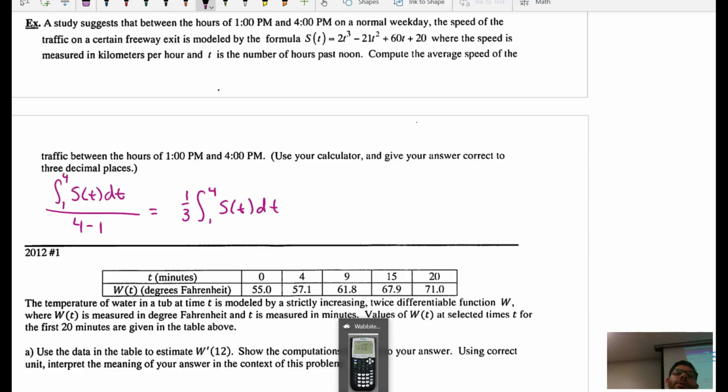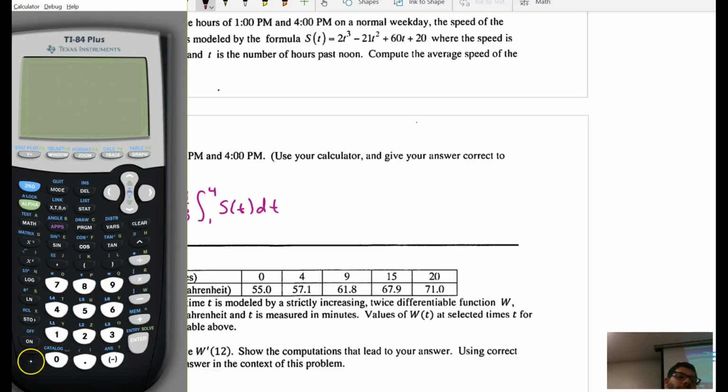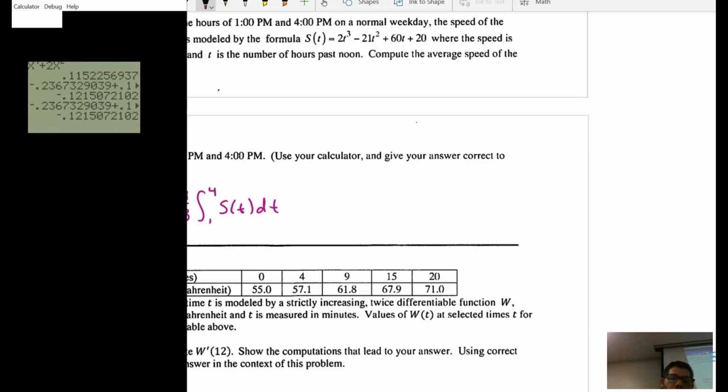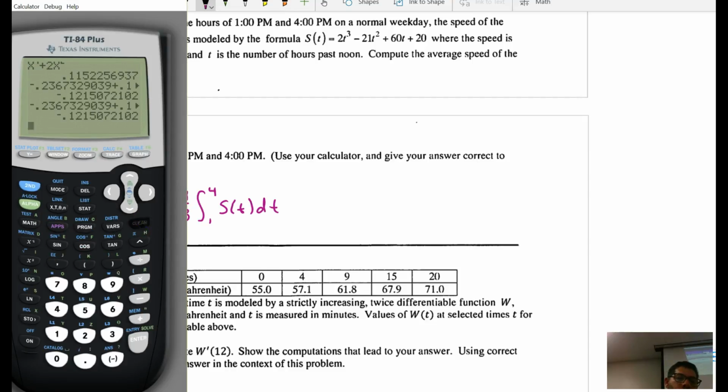We're going to integrate this function. Do it using the calculator. And then we don't want to forget to multiply by that 1/3. So you can multiply first, or you can multiply afterwards, as long as you do it.